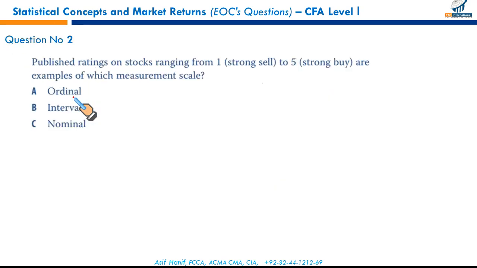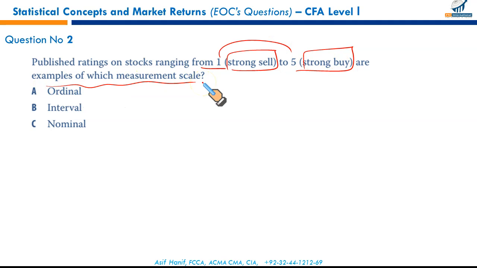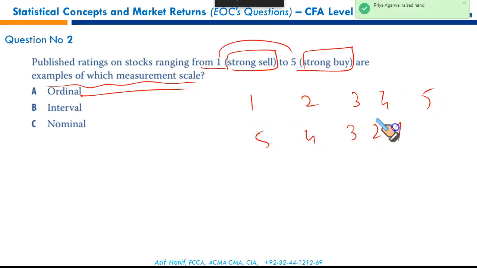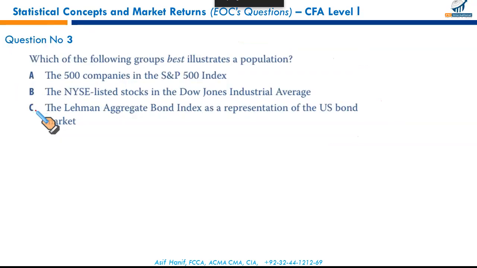Next, published ratings on stocks ranging from 1 strong sell to strong buy are examples of which measurement scale? Yes, ordinal. We have just given order 1, 2, 3, 4, 5, and they can be even in the reverse order, 5, 4, 3, 2, 1. So it's ordinal. Correct. A is the correct option. You got it right. Next.